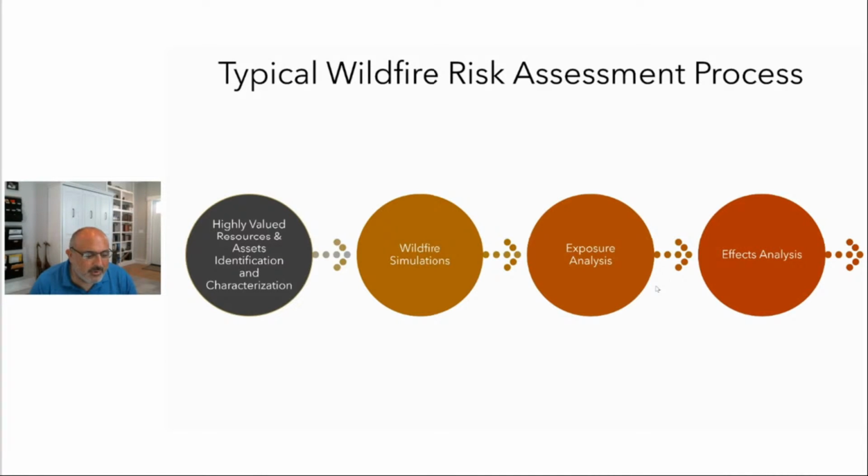First step in that assessment process is really trying to get an understanding of the things that you care about. What are the highly valued resources or assets? They could be both natural and human character, people for sure, human infrastructure for sure, and the interplay between them. Once you have an understanding of what that is, the next step is to identify wildfire simulations and how they interact with that. From that, you move into exposure analysis, and then from that, you move into effects.